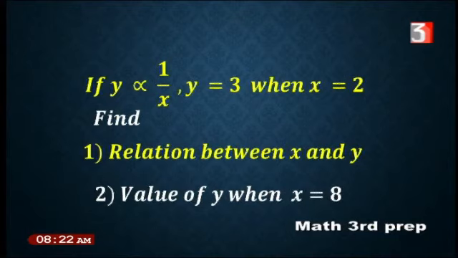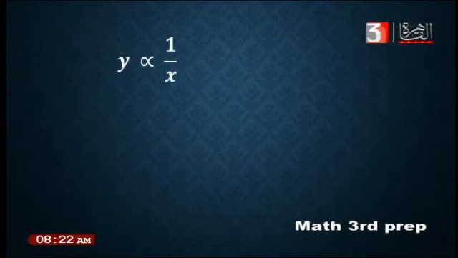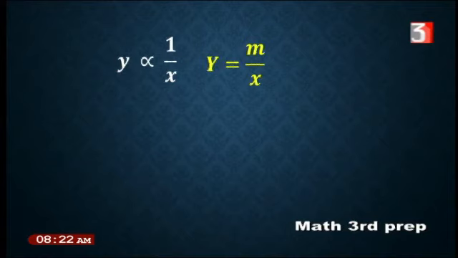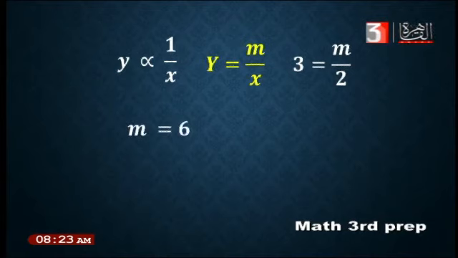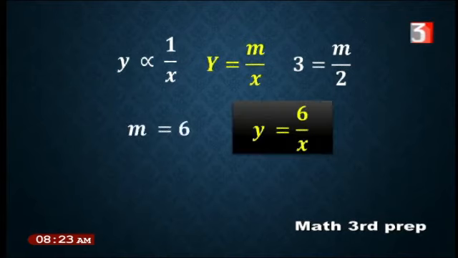At the very beginning, we are going to start with the given y varies 1 over x. Instead of varies, we can write y equals m over x. Then by substituting the values of x and y as 2 and 3, 3 equals m over 2. By making cross multiplication, you are going to obtain a result for m as 6. And then y equals, by substituting, 6 over x. And this is called the relation between x and y.